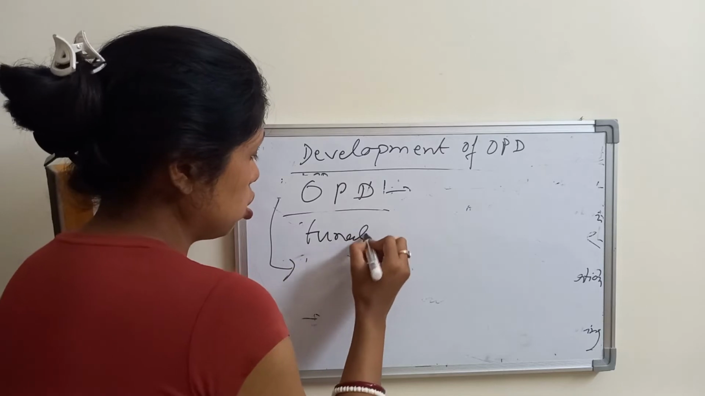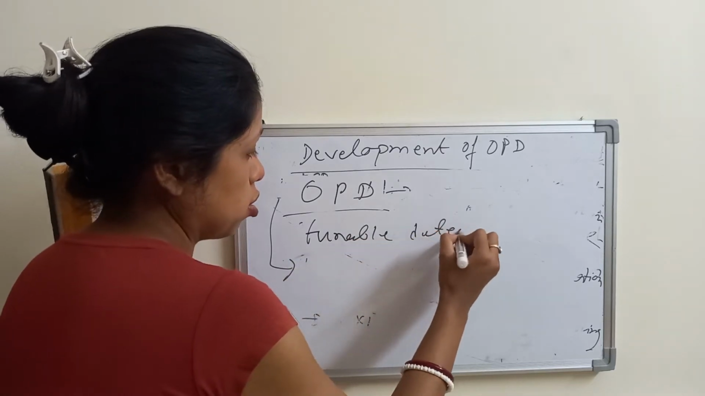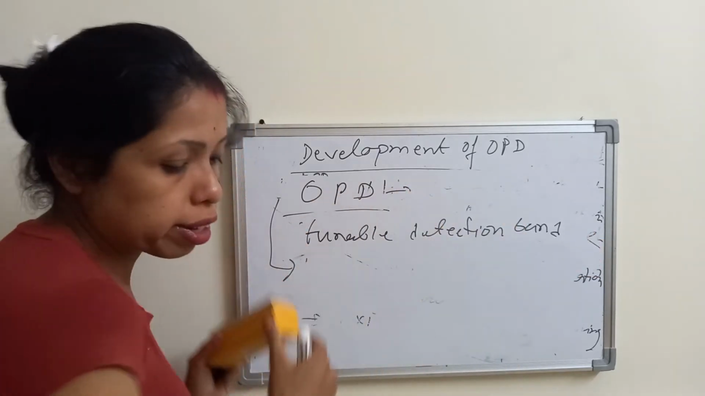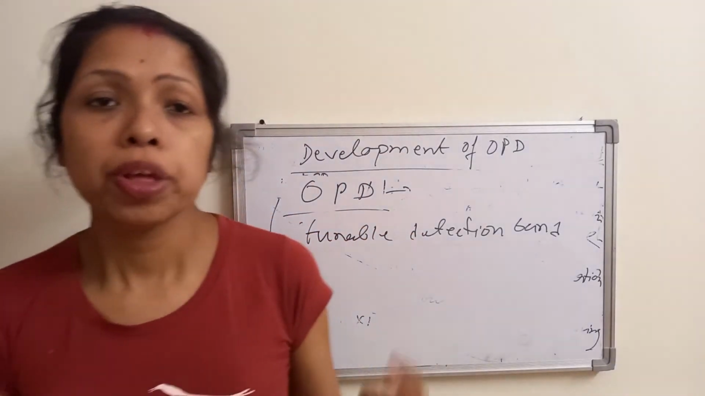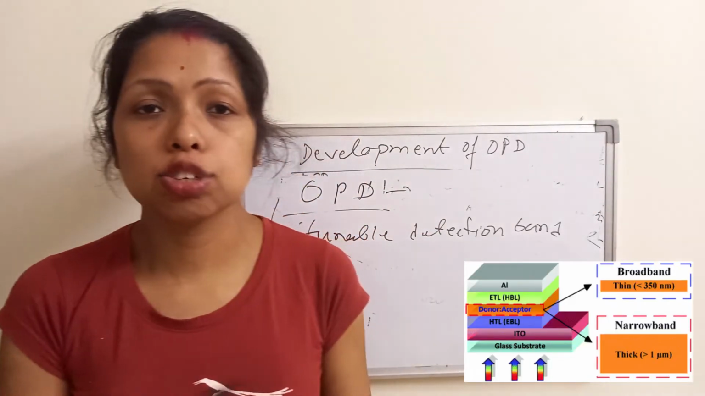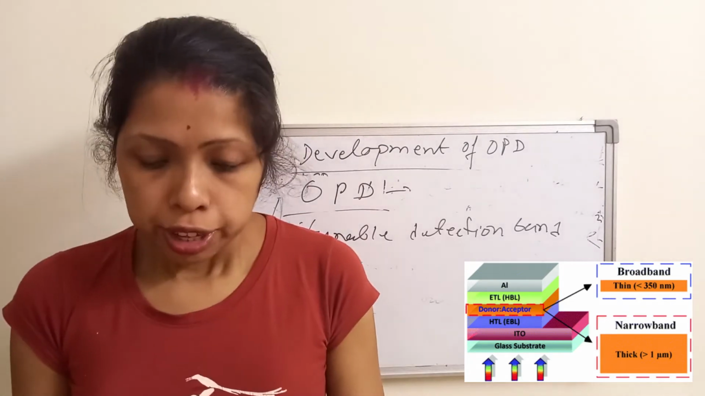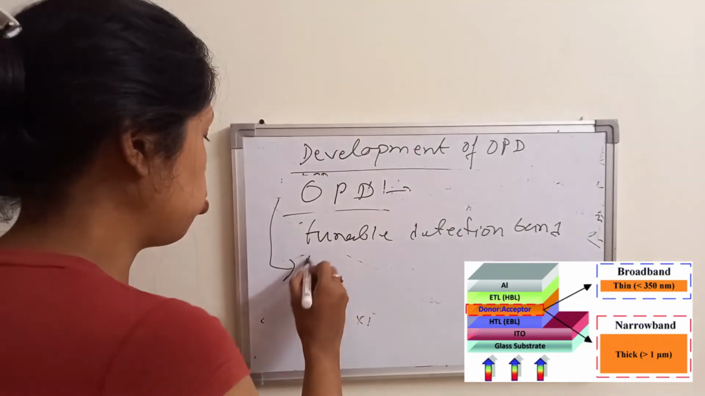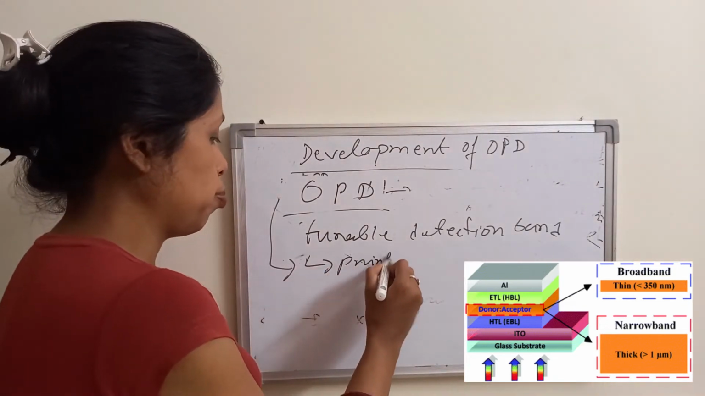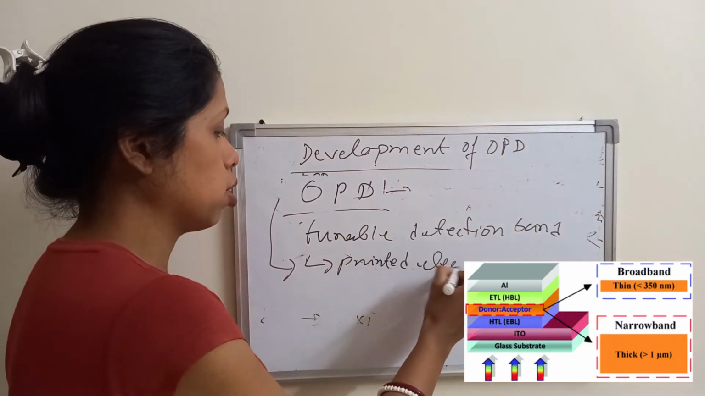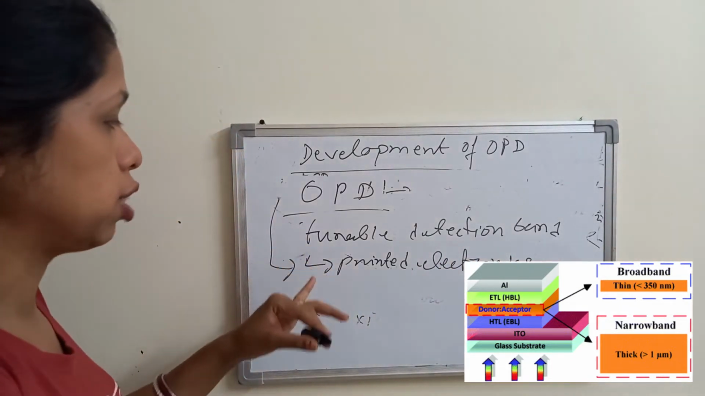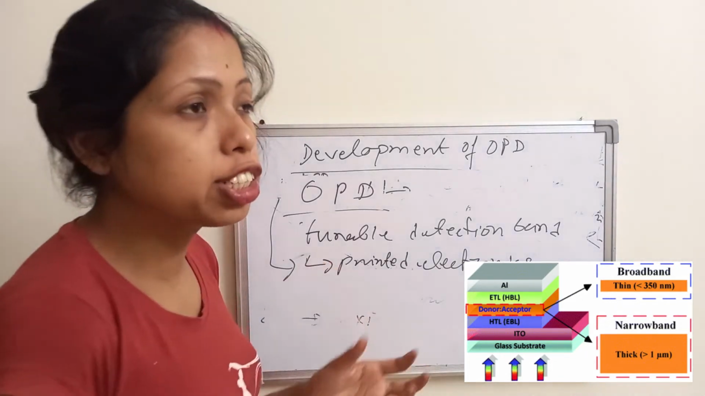tunable detection band. We can tune the spectrum range of the organic photodetector from narrow band to the wide band region, or from one monochromatic region to the other monochromatic region. So for that we can easily use it for printed electronics and full color image application. Printed electronics, due to this application, due to these features, tunable detection band, it can tune different ranges.